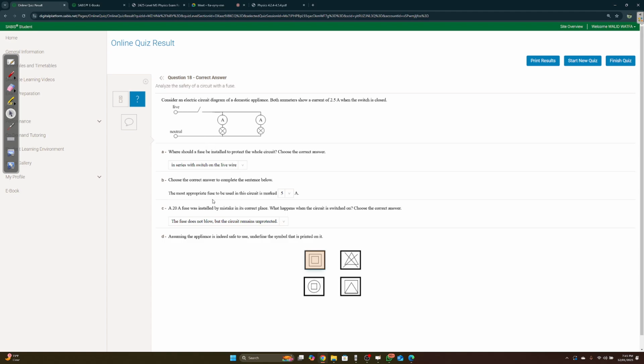Choose the correct answer. The most appropriate fuse to be used in the circuit is marked how many amperes? Obviously 5 amperes. You have 2.5 ampere, so in total, it should be 5 ampere. A 20 ampere fuse was installed by mistake in its correct place. What happens when the circuit is switched on? The fuse will not blow, but the circuit will be unprotected. If you put a 20 ampere fuse, the circuit will continue as it is.